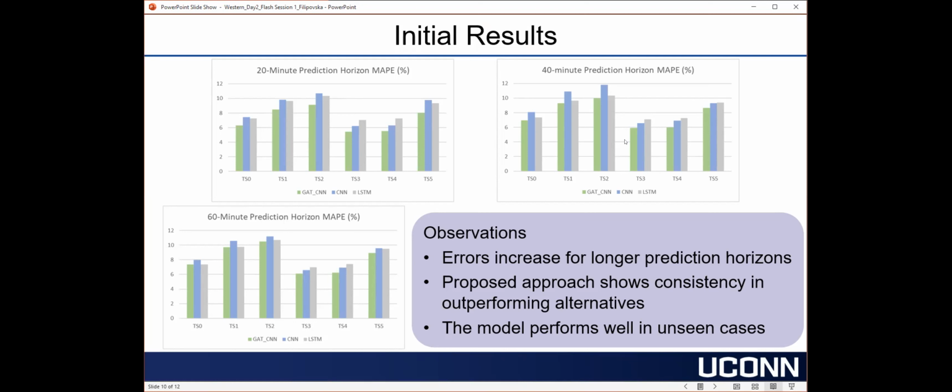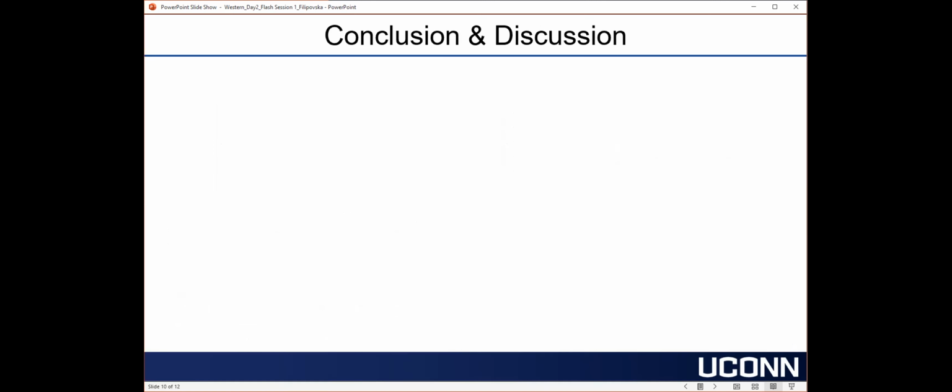We see that the proposed model performs well in unseen cases, but there is some significant variation between the testing scenarios. Testing scenarios 1 and 2 seem to have higher errors in all cases, while testing scenarios 3 and 4 have relatively low errors in all prediction horizons. And this is definitely something that we need to look into further, what type of changes really occur that lead to this difficulty in predicting them.